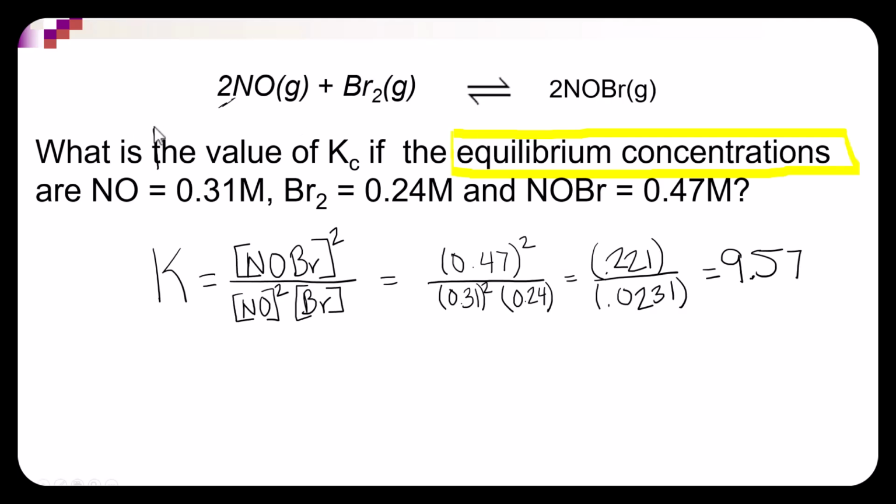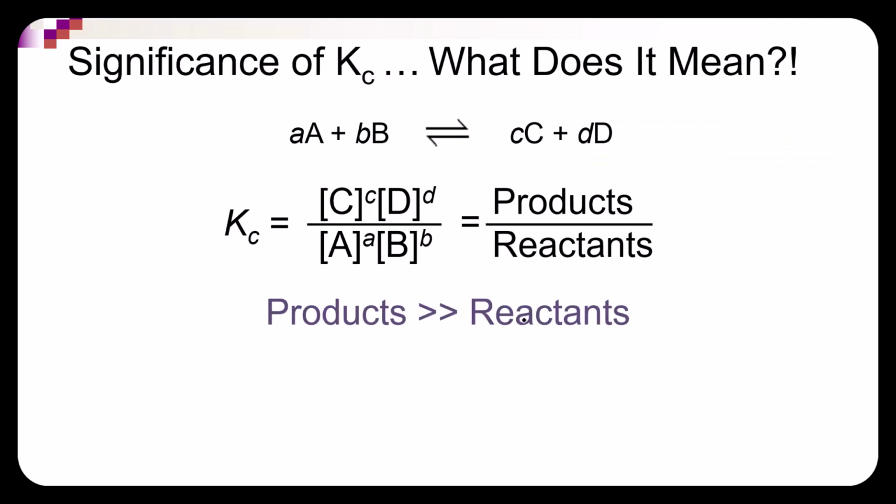So what is the value of the equilibrium constant K if the equilibrium concentrations are as follows? So our answer is K equals 9.57. Pretty straightforward, that's easy peasy. Now, what in the world does that mean? Equilibrium constant is 9.57. Great. What does that tell me about the reaction? So glad you asked. So the significance, what does it mean?